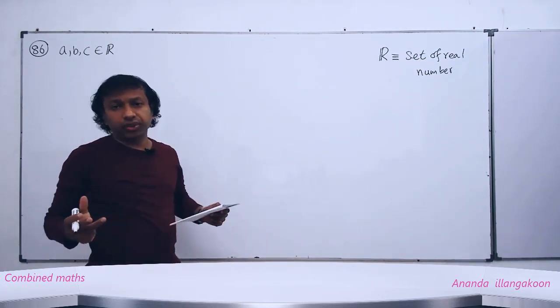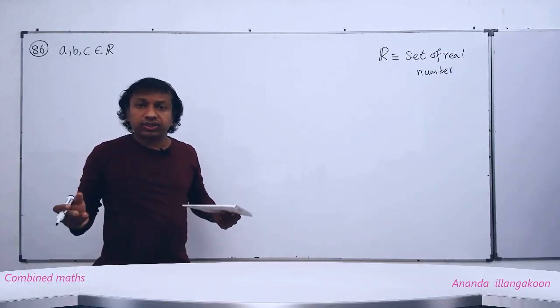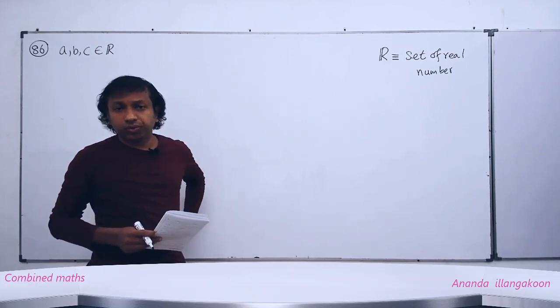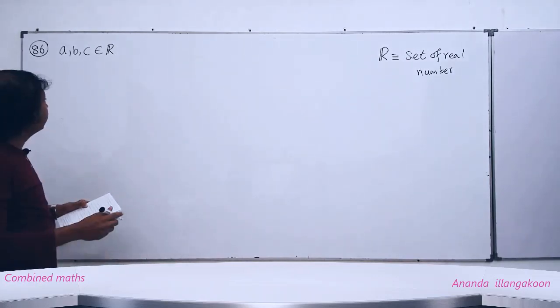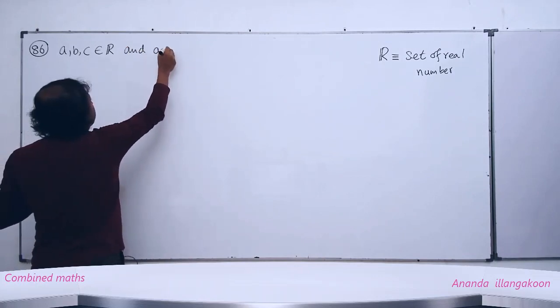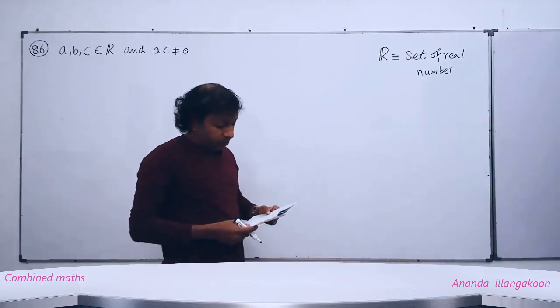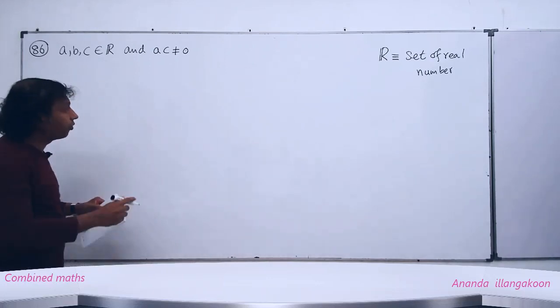So therefore a, b, c are three real numbers, which means they can be positive, negative, integers, fractions, finite decimals, recurring decimals and so on. And next, it is given that the product ac is not equal to 0. Now, next one given, show that 0 is not the root of the equation.